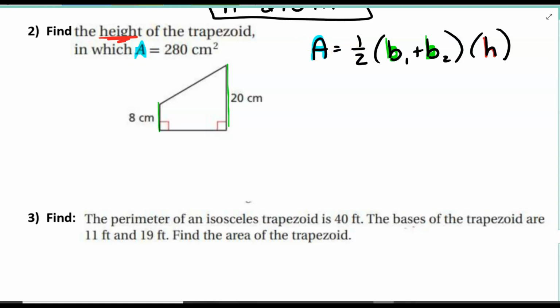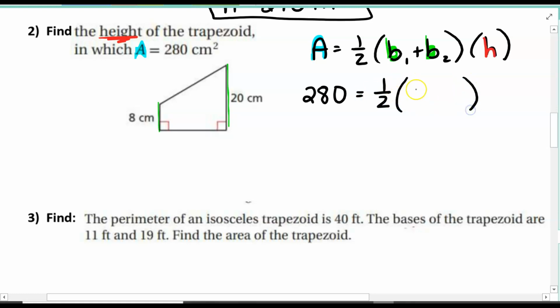So we plug in what we know. Always start with the formula and just substitute in for the values you're aware of. So 280, my area, is equal to 1/2 times that 8 plus 20 times our mystery height. In order to find the height, I have to be able to plug in for everything else, and I was able to. So we continue.